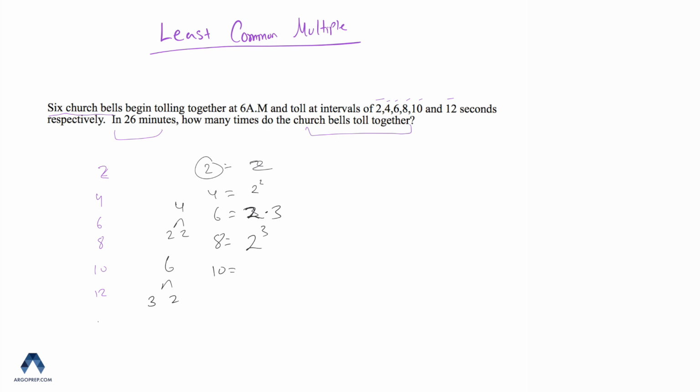10 is going to be, well, what is 10? 2 times 5. These are both prime numbers. And finally, 12 is going to be 4 times 3, and then 4 can be broken down into 2 and 2. So that's going to be 2 to the second power times 3.